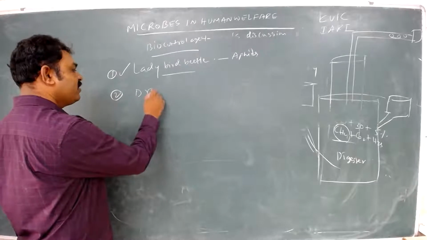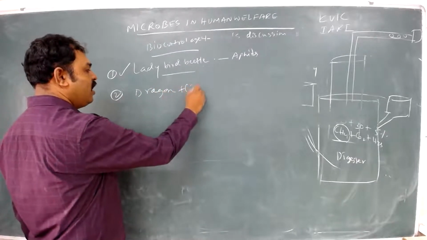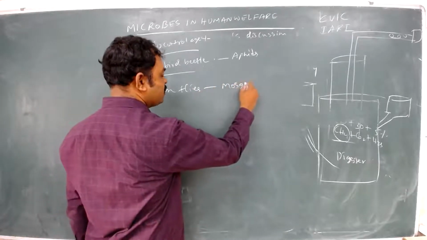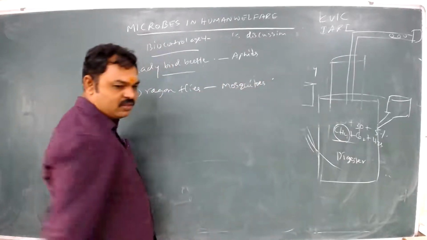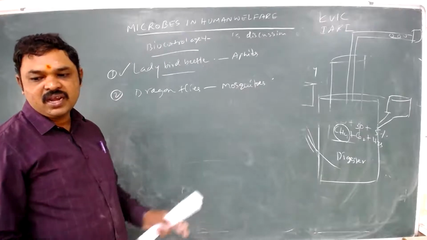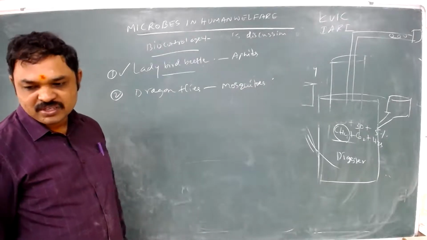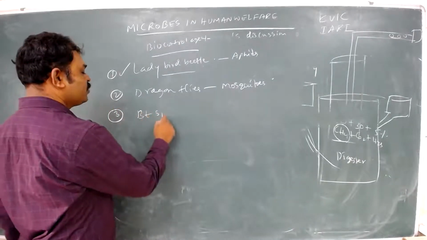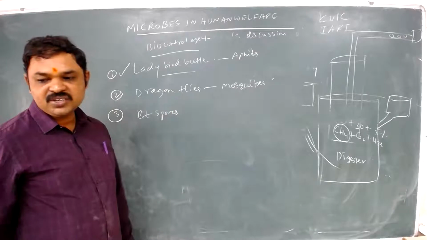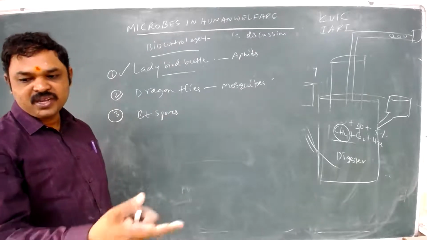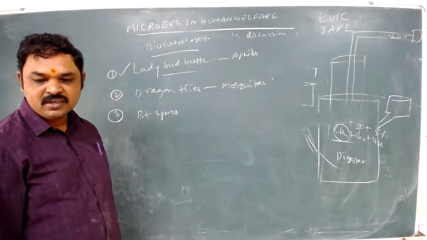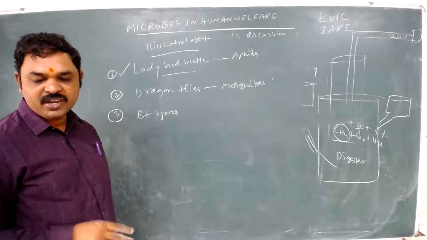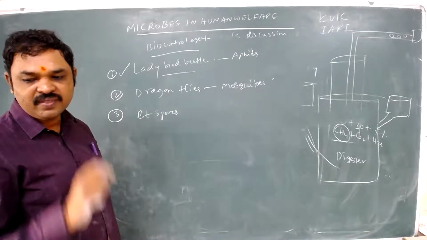And another one, dragonflies. How can dragonflies protect the plants from mosquitoes? They can kill mosquitoes and save the plant from them. Now you see another one, Bt spores. You can use Bt spores as a biocontrol agent. If you spray Bt spores on the plant, they are capable of releasing the cry protein. What is the cry protein doing? Killing the insects.